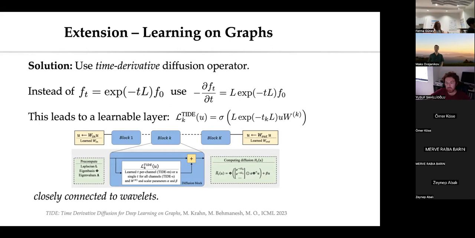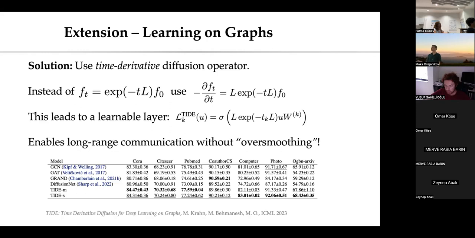So basically what this allows you to do is enable long-range communication without oversmoothing. If you ever worked in graph deep learning, there's a well-known problem that if you stack multiple layers, even beyond three layers, it becomes really hard to learn. A single graph learning layer only allows communication within a single hop, so communicating within more than a three-hop neighborhood is difficult to train for graph neural networks. But this technique allows long-range communication because you can diffuse for as long as you want, without oversmoothing.